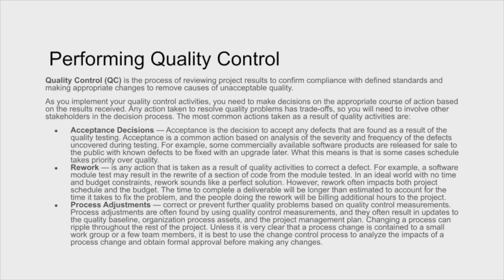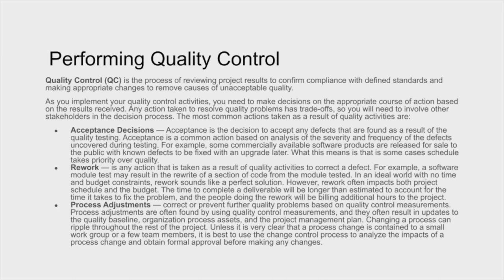The most common actions are usually broken into 3 major types. First of all, there's acceptance. If we didn't find any defects, or if the number of defects is within the standard, we're going to say, yeah, that's okay. If we think about a piece of software, for example, and it does what we expect it to do, that would pass the quality acceptance.